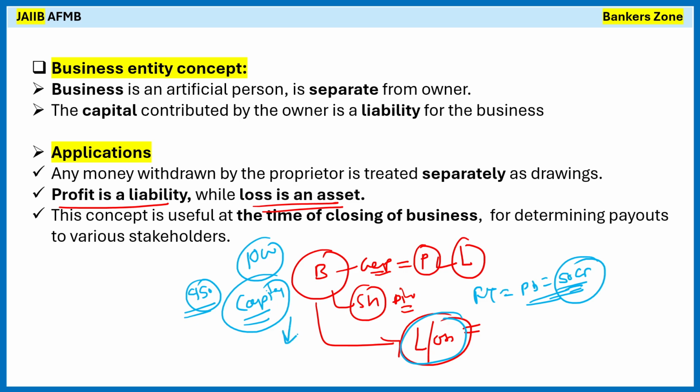Now what do you mean by it? Capital got reduced. In the beginning, I have already told you that capital is a liability. So liability reduced. That's why you can say loss is an asset. You have to note it carefully, right?